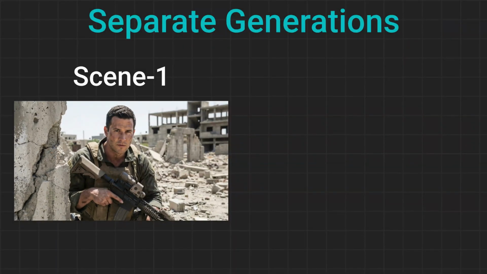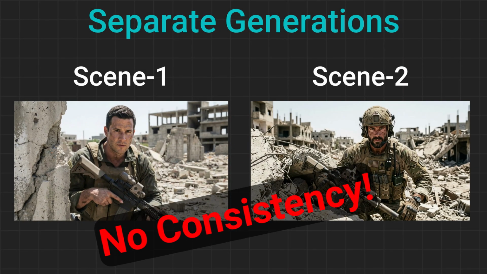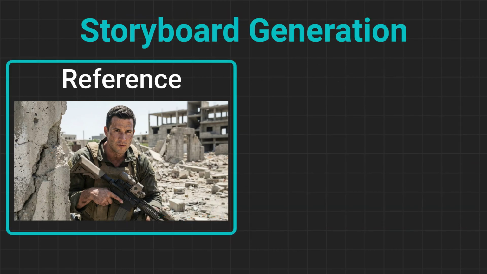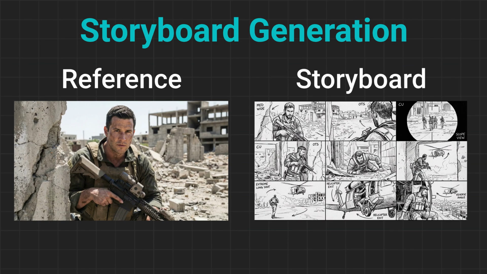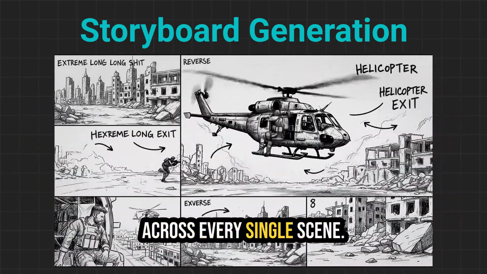But when you generate separate reference images and animate them, you end up losing consistency. So in our workflow, we'll do better. We'll use this first image as a reference to generate a full storyboard, and then use the panel's images as references for the clips. This gives us not just the control, but the consistency across every single scene.